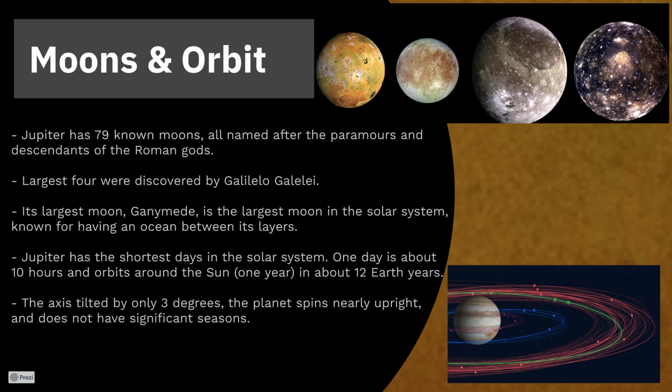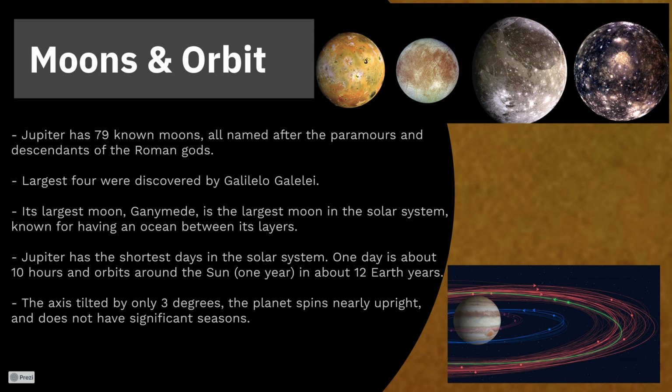Moons in orbit. Jupiter is also known for its spectacular 79 known moons, named mainly after paramours and descendants of the Roman gods. The four largest moons of Jupiter, called Ganymedes, Io, Europa, and Callisto, were all discovered by Galileo and are often referred to as the Galilean moons. Ganymedes is the largest moon in our solar system. It is known for having its own magnetic field and having at least one ocean between layers of ice.